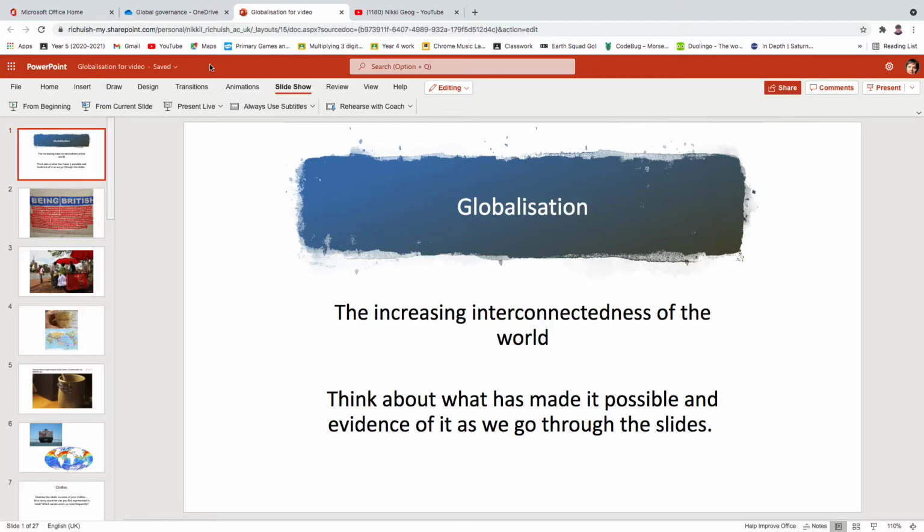Anyway, what you're going to do, this PowerPoint will flick through some images and some slides automatically, and I just want you to be thinking about those two things on the screen. Think about what has made it possible. What is it that makes it possible for the countries of the world to be connected together? And try to jot down as much evidence of the fact that the countries of the world are connected together.